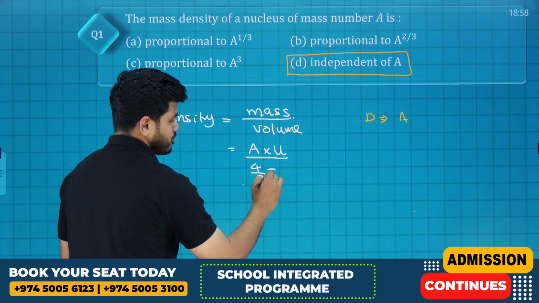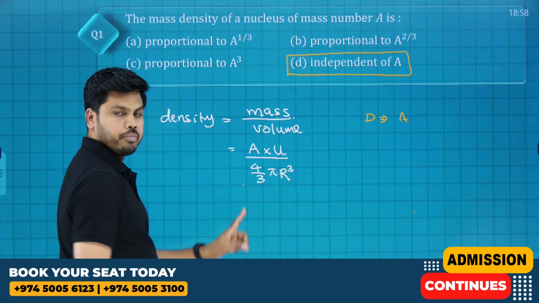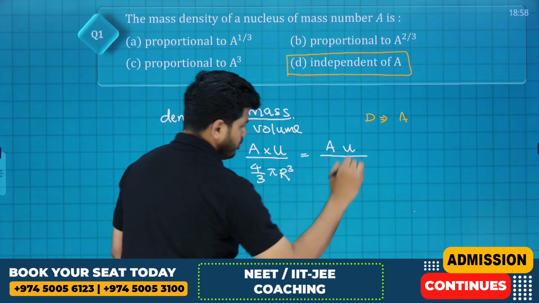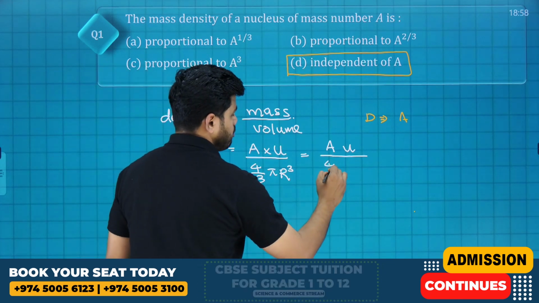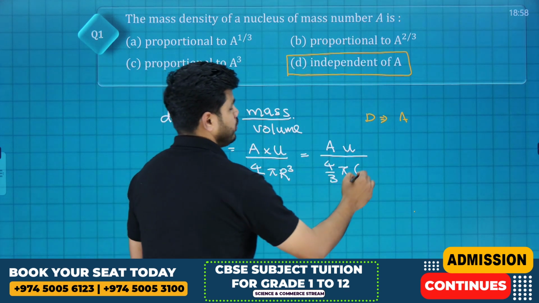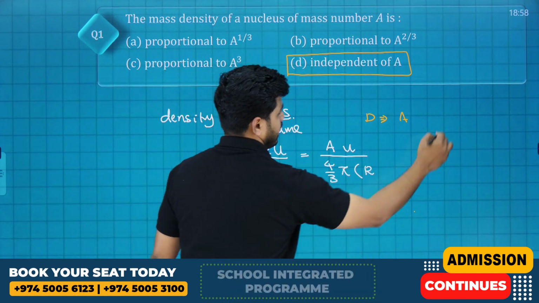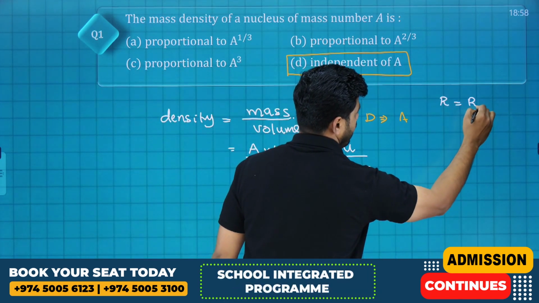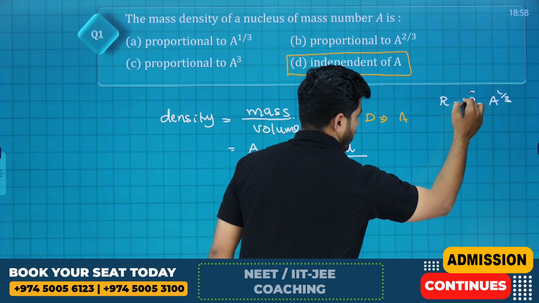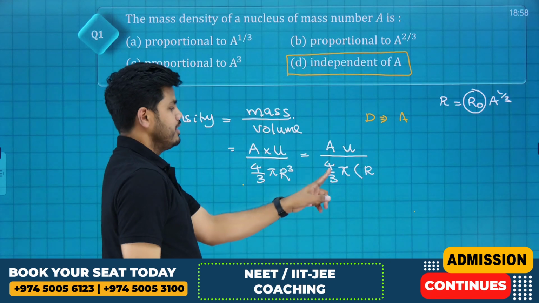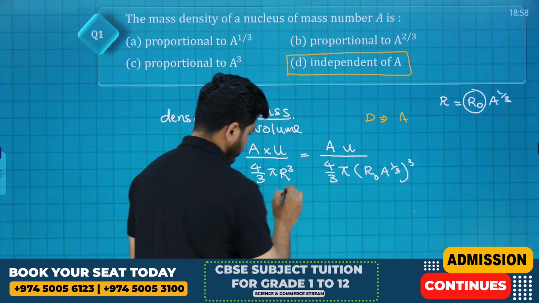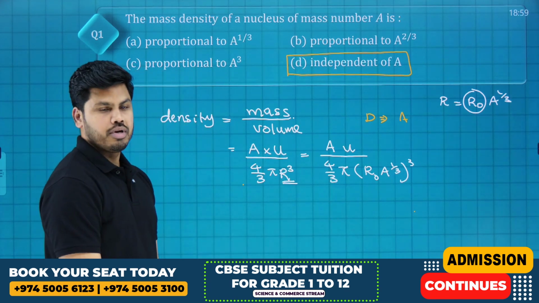Volume of the nucleus is considered to be 4/3 pi R cube. Right? And in this, A into U in the numerator stays as it is. What is R? R is the radius of the nucleus, and we have the relation: radius of the nucleus R is equal to R0 A raised to 1/3, where R0 is the constant, 1.2 fm, we know that. So we take R0 into A raised to 1/3 the whole cube, because we had 4/3 pi R cube as the volume.